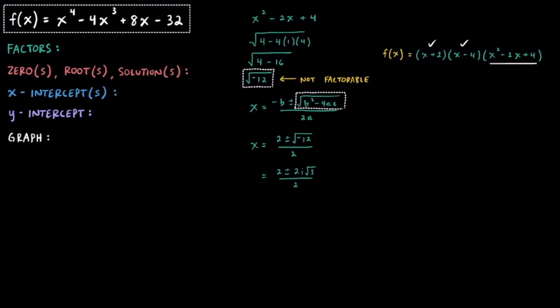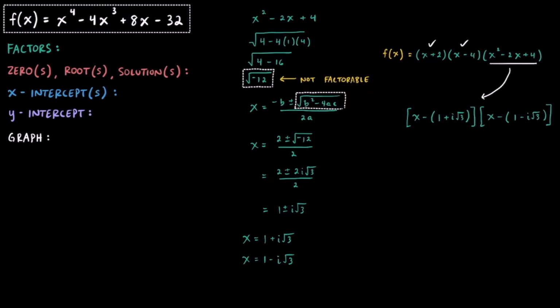Completing the rest of the quadratic formula, we can find out here that our two other solutions are going to be x is equal to 1 plus i root 3 and x is equal to 1 minus i root 3. If you want to write this as a factored form with these complex roots, this is what it would look like. So while we do have two real solutions, we also have two complex solutions.